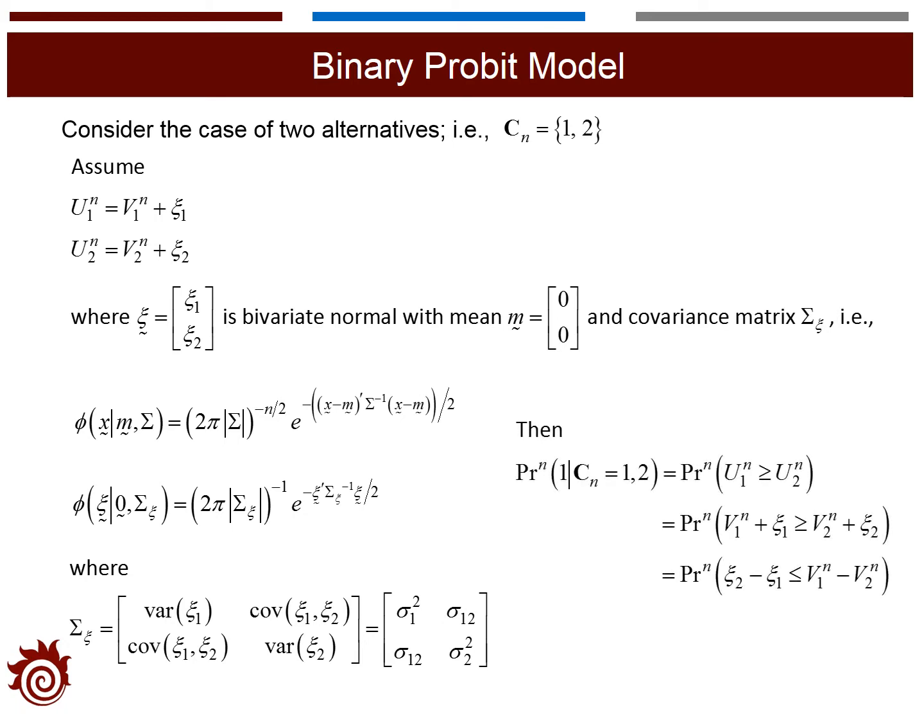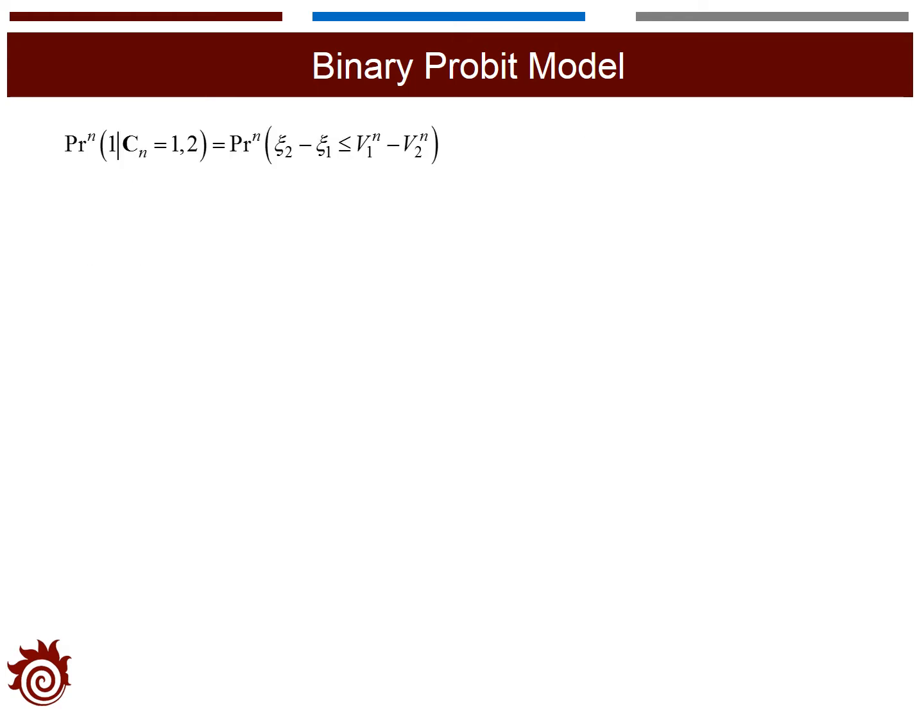With this definition, we can get the probability of choosing alternative 1, which is the probability of utility 1 being higher than utility 2. With a slight modification, this probability becomes the probability of xi2 minus xi1 being smaller than v1 minus v2. Then we can find the expression of the probability of choosing alternative 1.